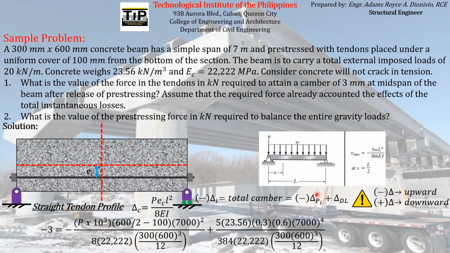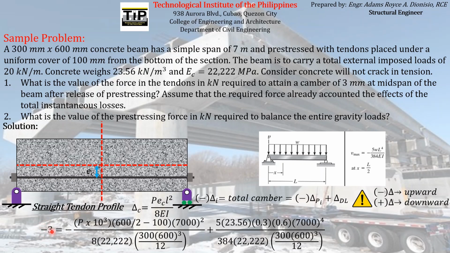The sum of the deflection due to the prestressing force alone and the deflection due to the self-weight itself must be equal to 3 mm according to the question. Take note that 3 mm is a camber, which is an upward deflection, so we have to indicate a negative sign to show that it is an upward deflection.